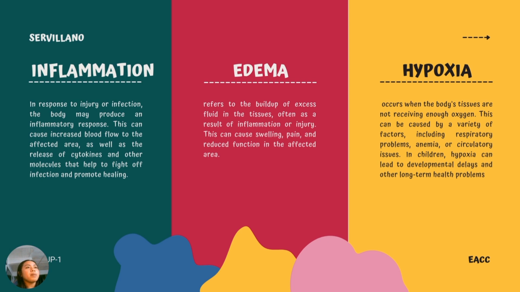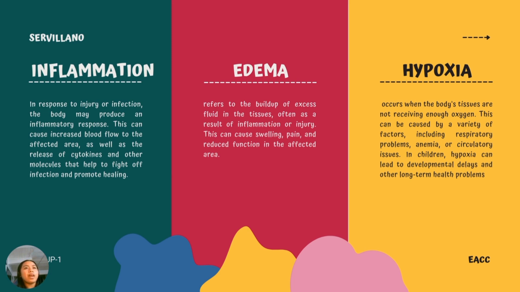So, kapag nagkaroon ng inflammatory, nagkakaroon siya ng redness, nagsiswelling din po siya. So, ganun po nangyayari ang inflammation. So, after that, nagre-release ito ng cytokines and other molecules para naman mag-fight doon sa infection at mag-promote ng healing or gumaling din yung sugat. Next is the edema.